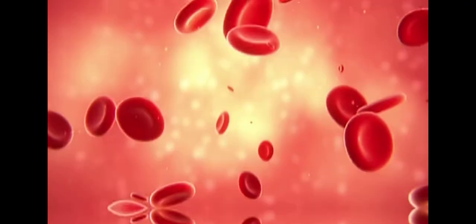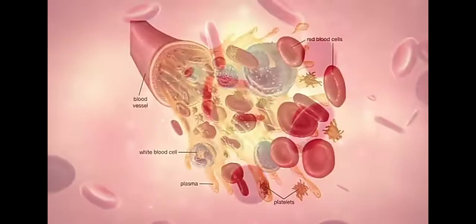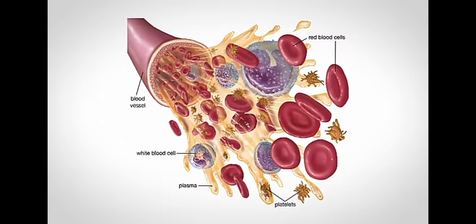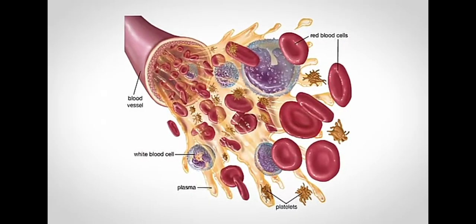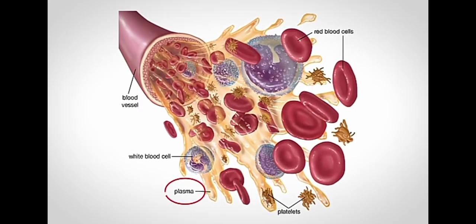So let's start by talking about what blood is and some of its amazing main functions, and then we can get into how blood is made. Blood is actually a liquid connective tissue, because like other connective tissues, blood is composed of cells suspended in an extracellular matrix. It just so happens that the extracellular matrix of blood is a liquid that we call plasma.